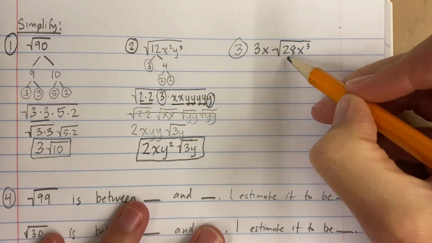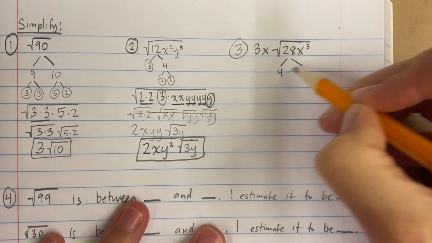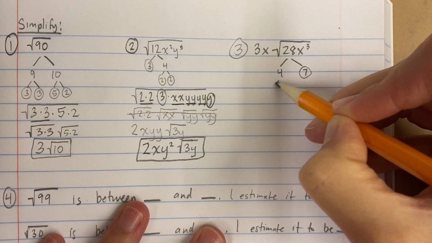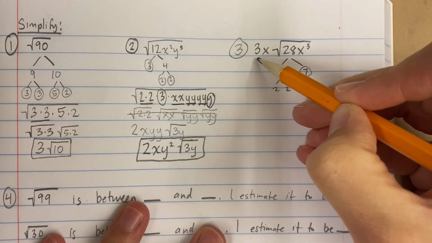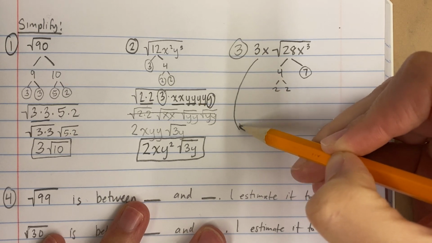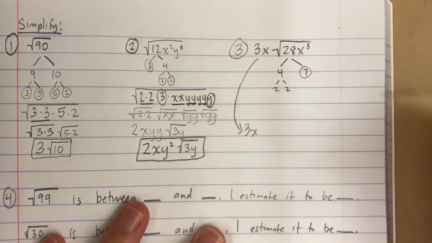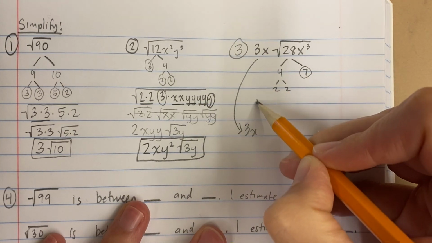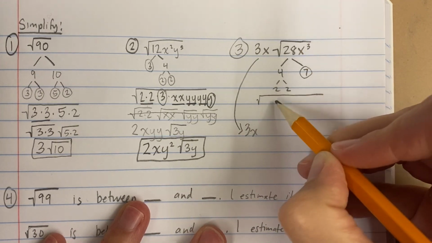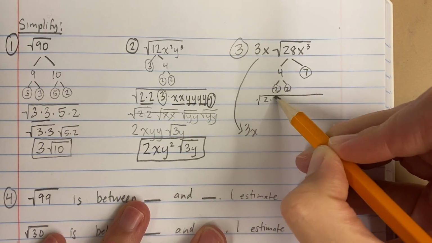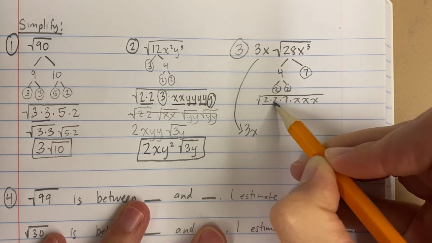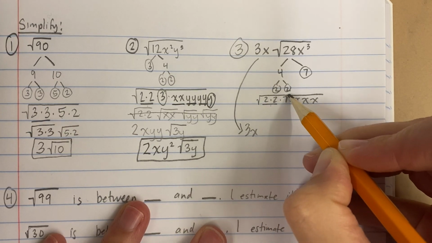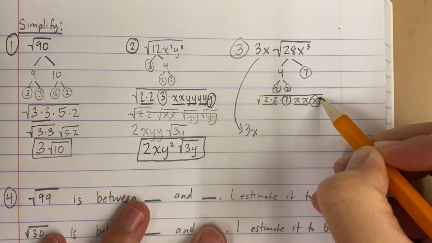Okay, last one. 7 is prime. Okay, watch what I'm going to do before I start writing anything. I'm going to take this 3x, I'm going to put it right here so I don't forget about it. Okay, now let's do this. So here's what's on the inside. A 2, a 7, and 3 x's. So I'm going to do my regular. This 2 is double, single, double, single.